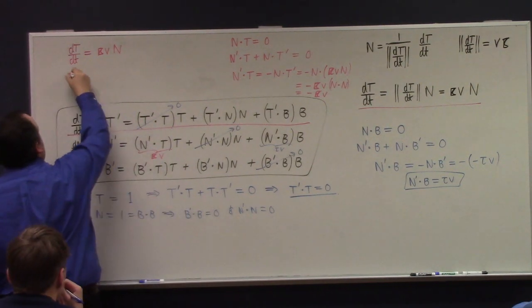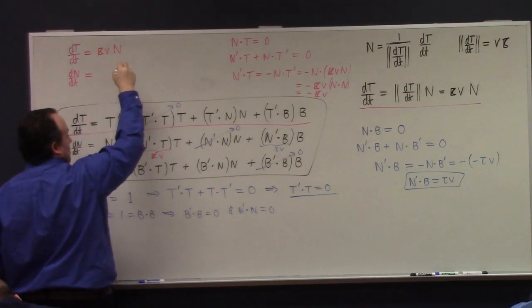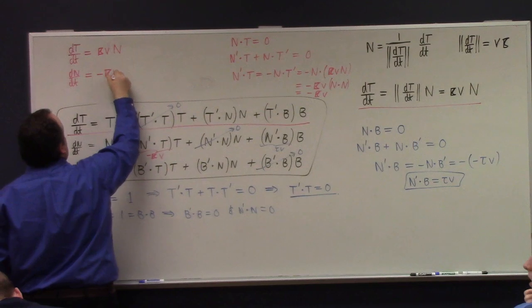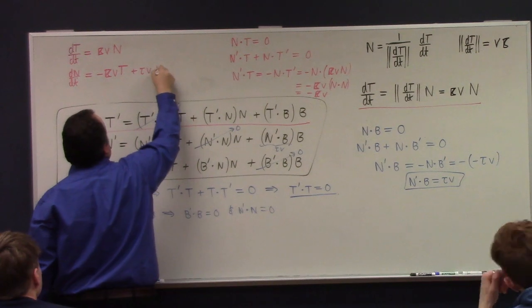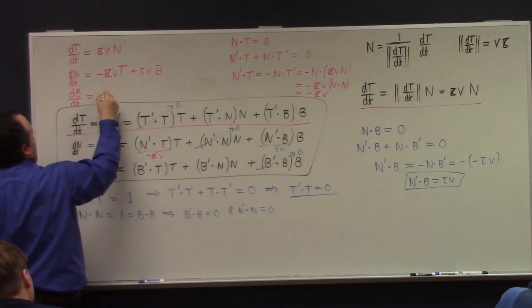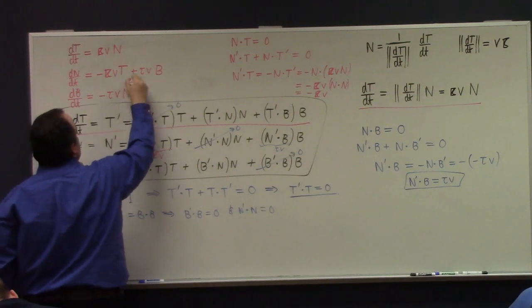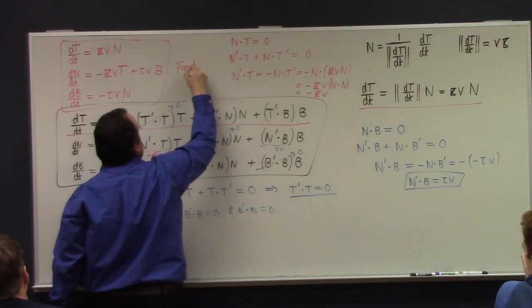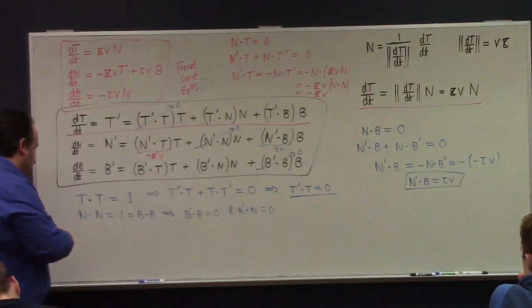Okay? So dN/dt is equal to, I'm supposed to have a minus. Oh, there is a minus. Minus kappa v T plus tau v B. And then let me just finish by saying that dB/dt, it turns out, you can show has to be minus tau v N. So these right here are the so-called Frenet-Serret equations.